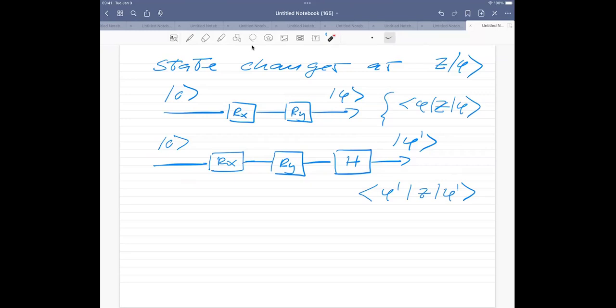Okay, this was a slightly long repetition of what we did last week, but we need this element in order to prepare for what is coming next week.